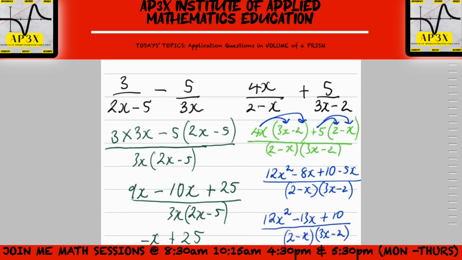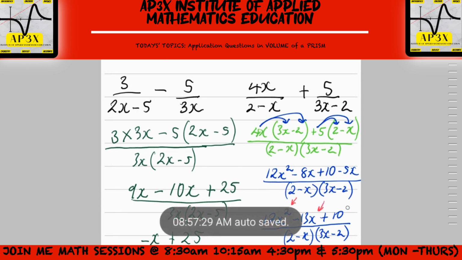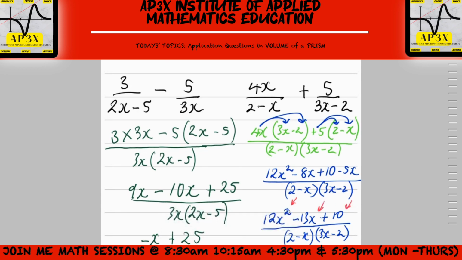I do recommend though that you get into the habit of writing down your answers in descending powers. What do you mean by descending powers? It means I always tend to write the highest power in my answer first, followed by the next highest power, followed by the next highest power. So here, this is the power of 2, this is the power of 1, and this is obviously the power of 0. There is no variable here, so it's really x to the power of 0. When you write it like that, it tends to give a more uniform display of the result. So I do recommend that you practice writing your answers in descending powers.